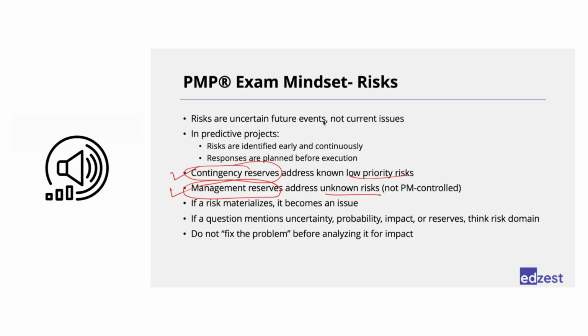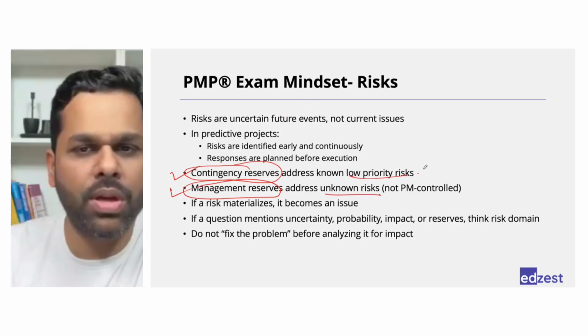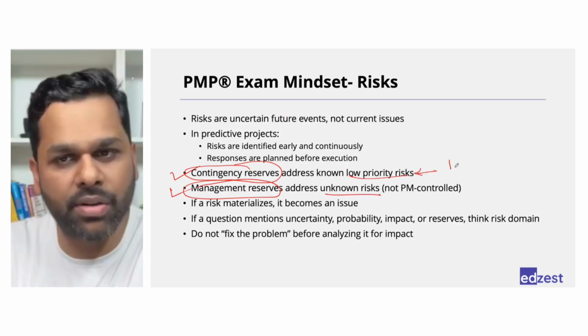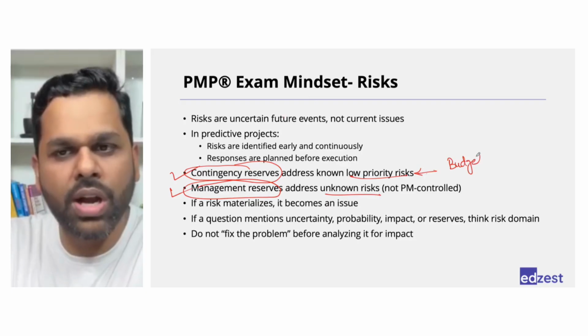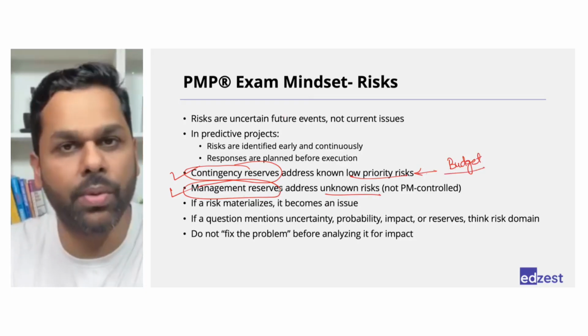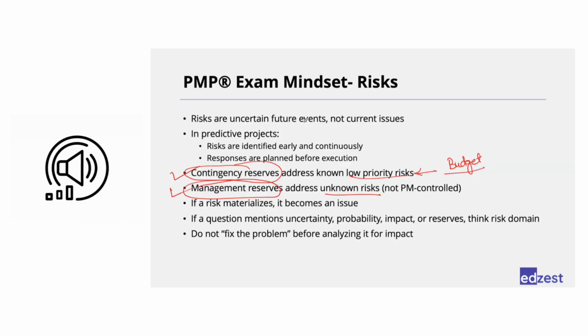And the next one: when can the project manager use the contingency reserve? Does it require management approval? No, it does not require management approval because it is an identified reserve from your perspective and it's a part of the budget. So for contingency reserve, you will not need approval. For management reserve, you will need approval. Okay, understood. Perfect.